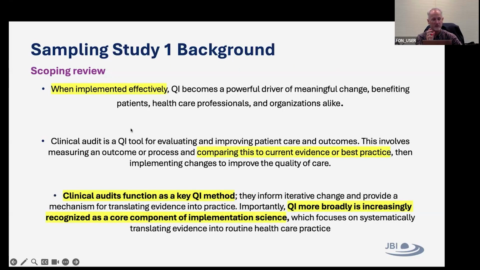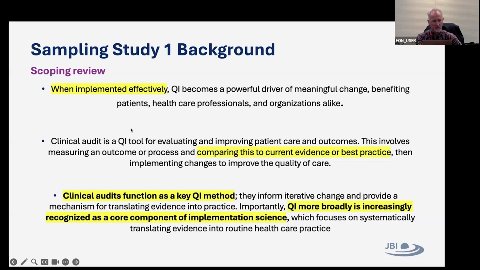So here's the things that I think are helpful. QI is a powerful driver of meaningful change that benefits patients, health professionals, and organizations when implemented effectively. But if not implemented effectively, none of those benefits are real, right? So we need good implementation.